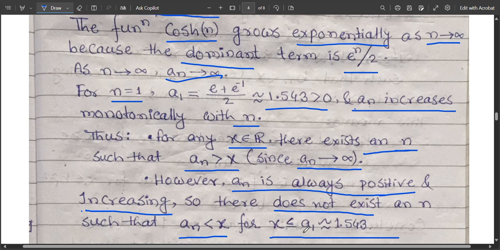So if I talk about an, an means a1, a2, a3, all of them, those all will be less than x. It is never possible. If you take x less than all other values, then it is not possible that an will remain less than x, because an is positive always. So it will always be greater than 1.543.